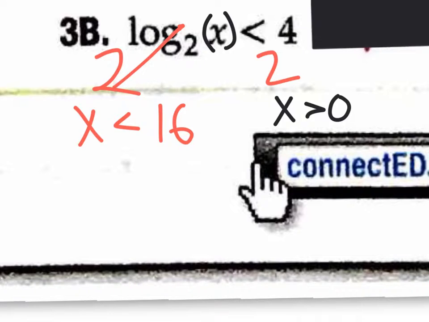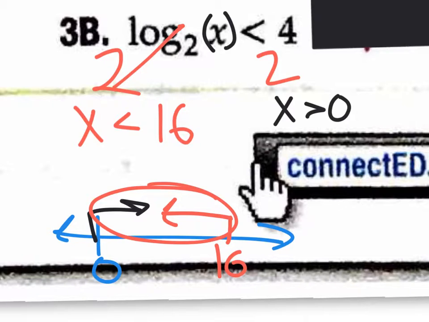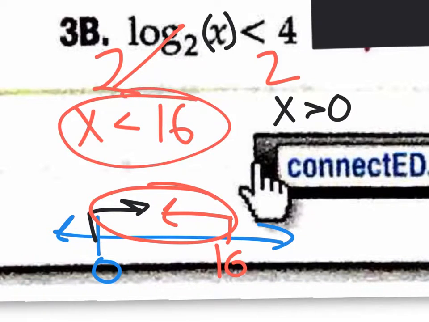So let's think about this on a number line. On a number line, here's 0. X is greater than 0 is to the right, and x is less than 16 is to the left, right? So where's the overlap piece? The overlap piece is right here in between. So in this case, your answer is not x is less than 16 or x is greater than 0, but both written as a compound inequality.